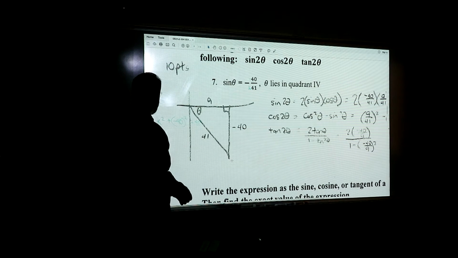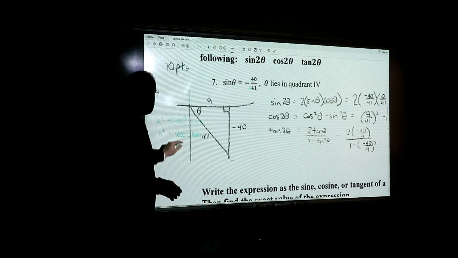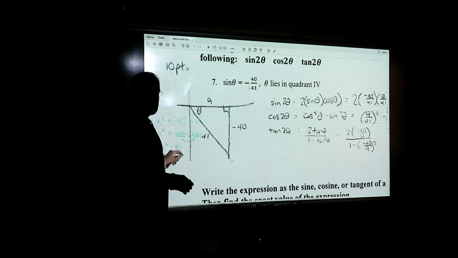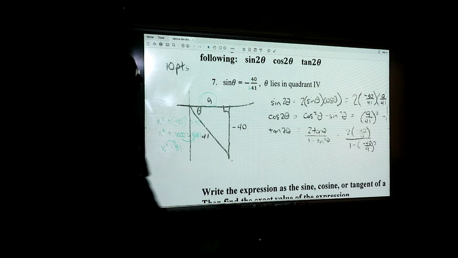And when you do that on a calculator, if you actually type that in, that will give you a positive 1600. This will give you a positive 1681. And when you subtract this over, you get x squared equals 81. And then you can take the square root of it, which is the number I want. I want that one, not 81. I had some people put 81. I want 9, the square root of it.